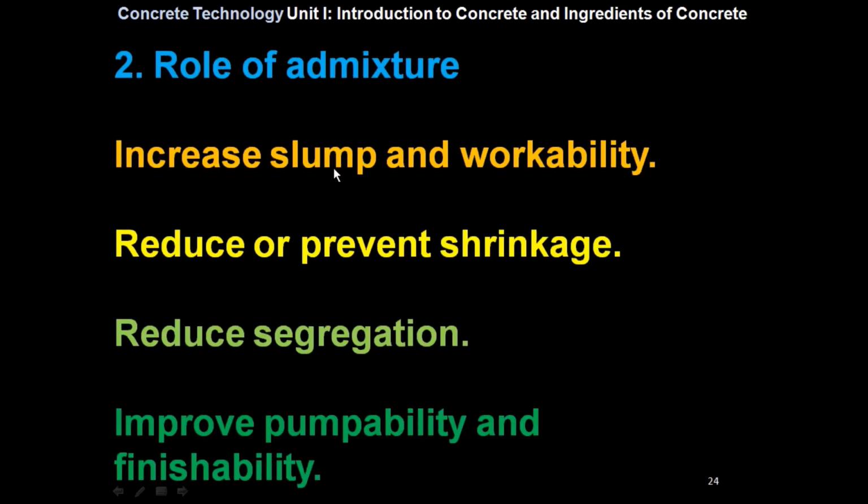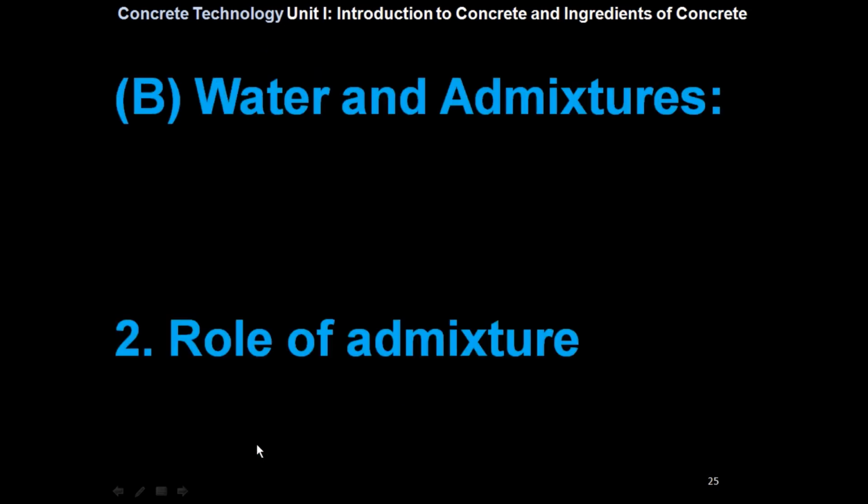It will increase the slump and the workability, the role of admixture. Next is to reduce or prevent the shrinkage. Admixture will reduce the segregation. Admixture will improve the pumpability and the finishability. So we have seen the role of admixture.